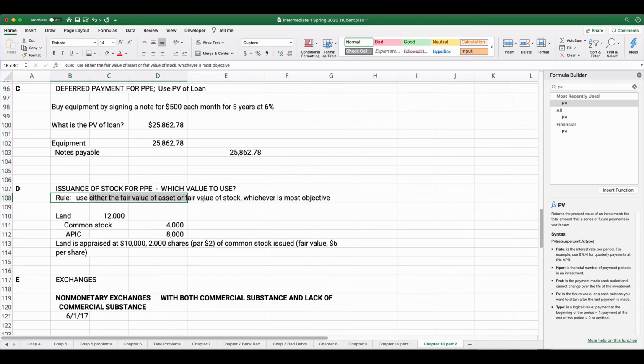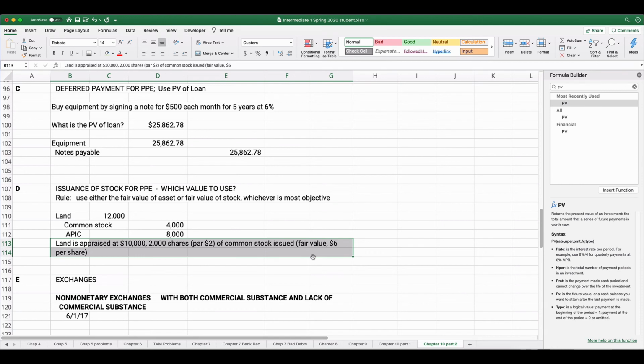So the rule is we're going to use either the fair value of the asset that we purchase or the fair value of the stock, whichever is the most objective. So let's do a little problem here. Land is appraised at $10,000, but we're issuing 2,000 shares. And the 2,000 shares have a par value of 2 and a fair value of 6.